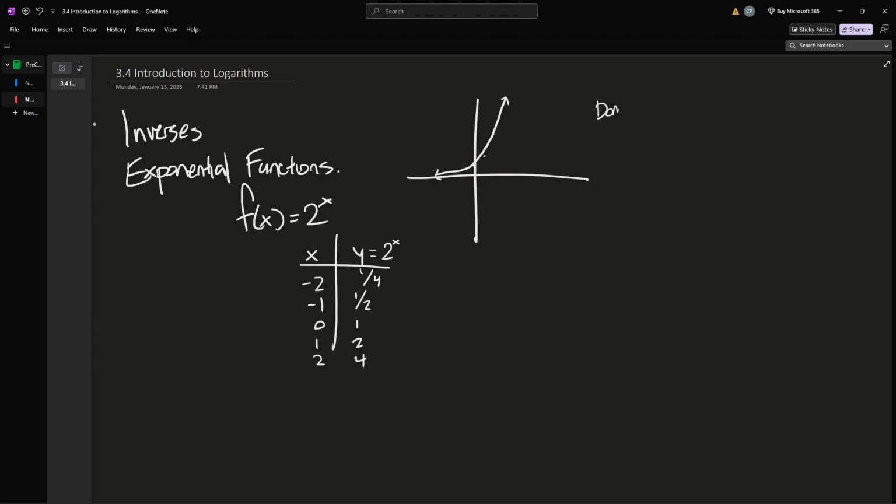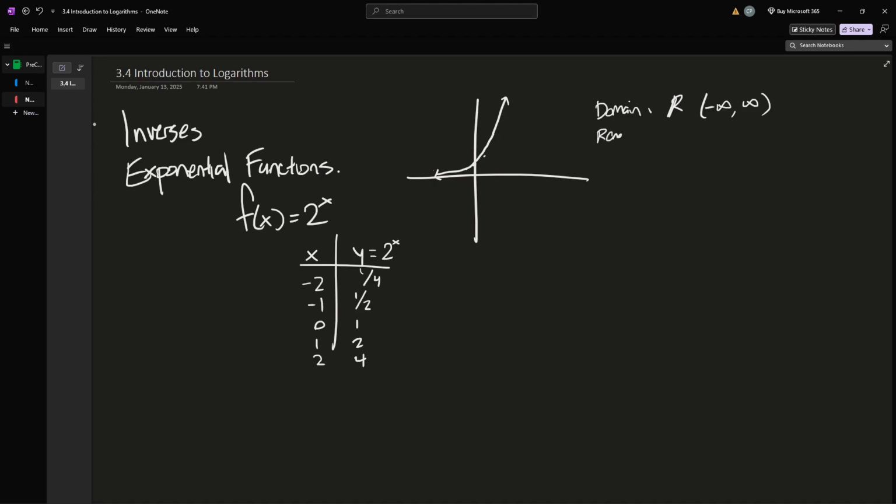So some key features about this function, our domain, we'll see which x values work. And we see every x value works. With 2 to the x, we could have negatives, I could have 0, I could have positives. There's no value that makes this undefined. So my x values are all real numbers, or -infinity to +infinity. Reminder for intervals, if we don't include it, we use parentheses, and we never use brackets with infinities. So my domain is all real numbers.